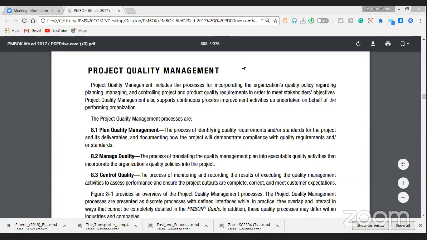All right. Okay, so project quality management also supports continuous process improvement activities as undertaken on behalf of the performing organization. So we keep hearing things like total quality management. We'll keep hearing things like Six Sigma, lean quality management, and all of that. We also hear of continuous quality improvement. All of these are avenues to manage quality better. So that is very, very important.